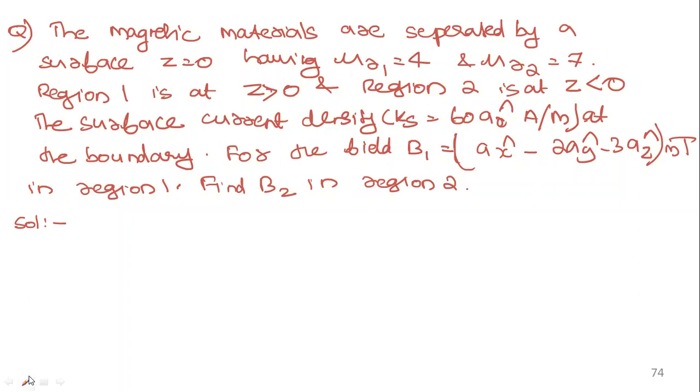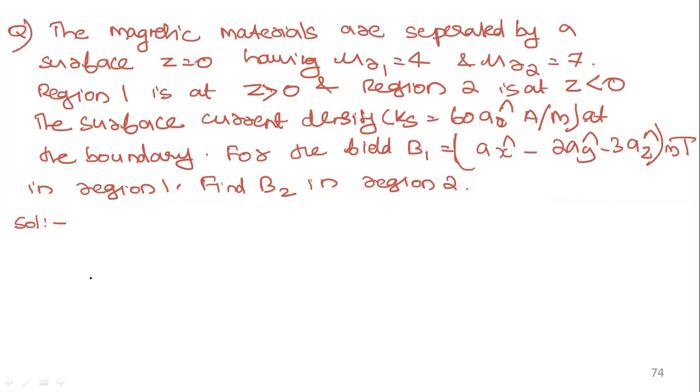So here we are given a question, which is actually a boundary condition based question. The magnetic materials are separated by a surface Z is equal to 0, having mu r1 is equal to 4 and mu r2 is equal to 7. So the value of mu for both the regions are given. Region 1 is at Z greater than 0 and region 2 is at Z less than 0. The surface current density Ks is given as 60 AX ampere per meter at the boundary, and we have been given the field B1 and we need to find B2.